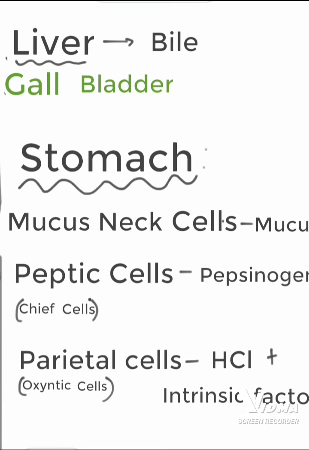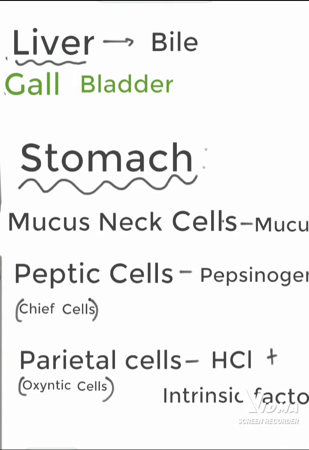Second one is the liver. Liver is the largest gland in the human body. Liver has two lobes, right lobe and the left lobe. The structural and functional unit of liver is called hepatic lobule. Each lobule is covered by a sheath called the Glisson's capsule. The hepatic lobule has cells called hepatic cells and these cells secrete bile.